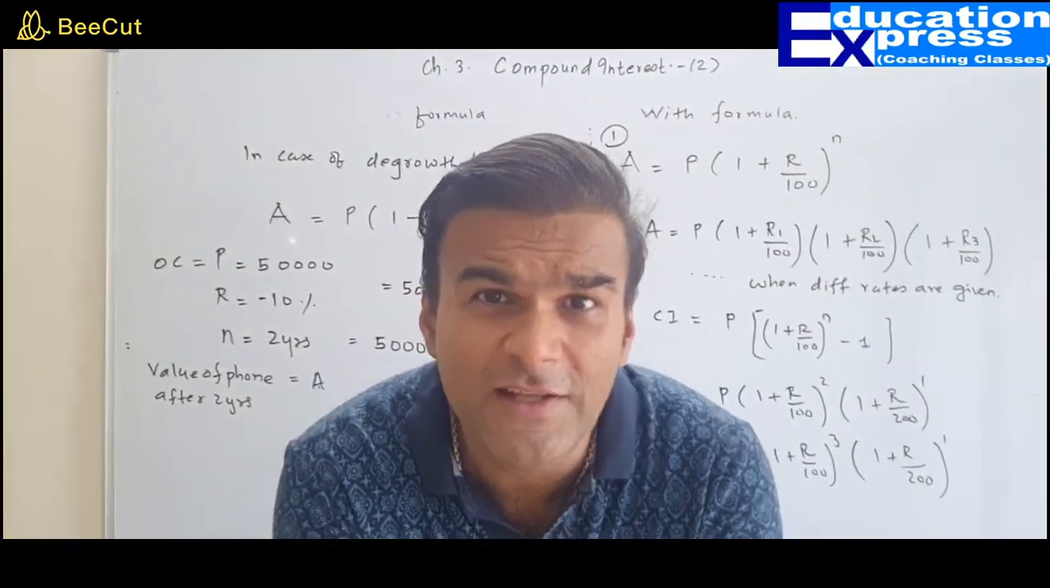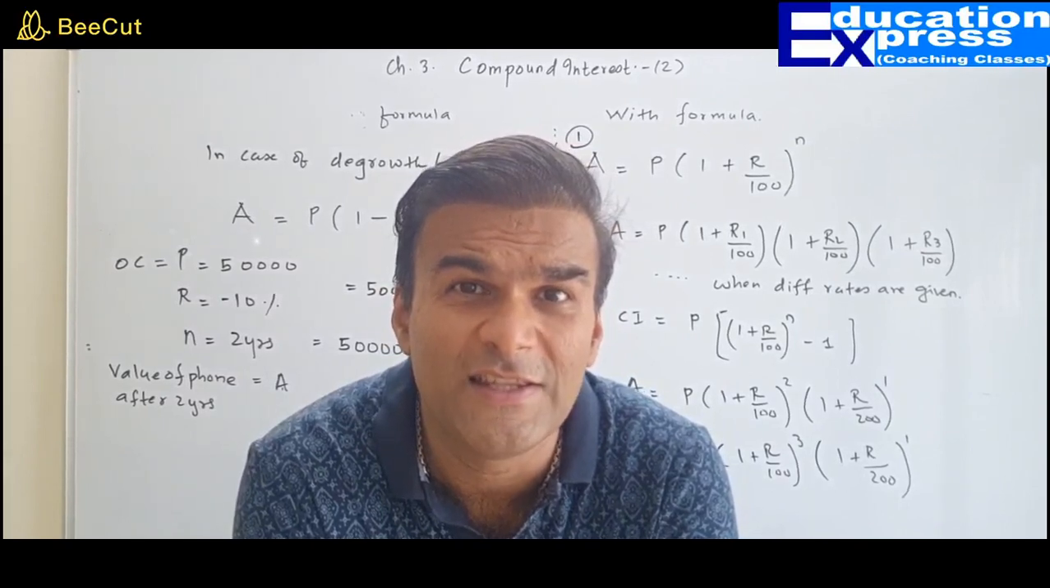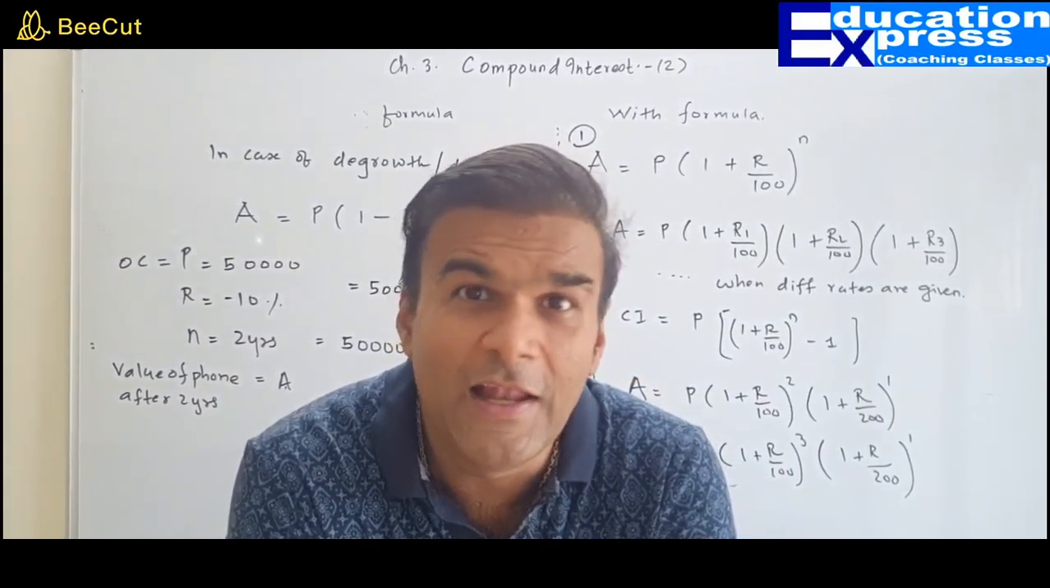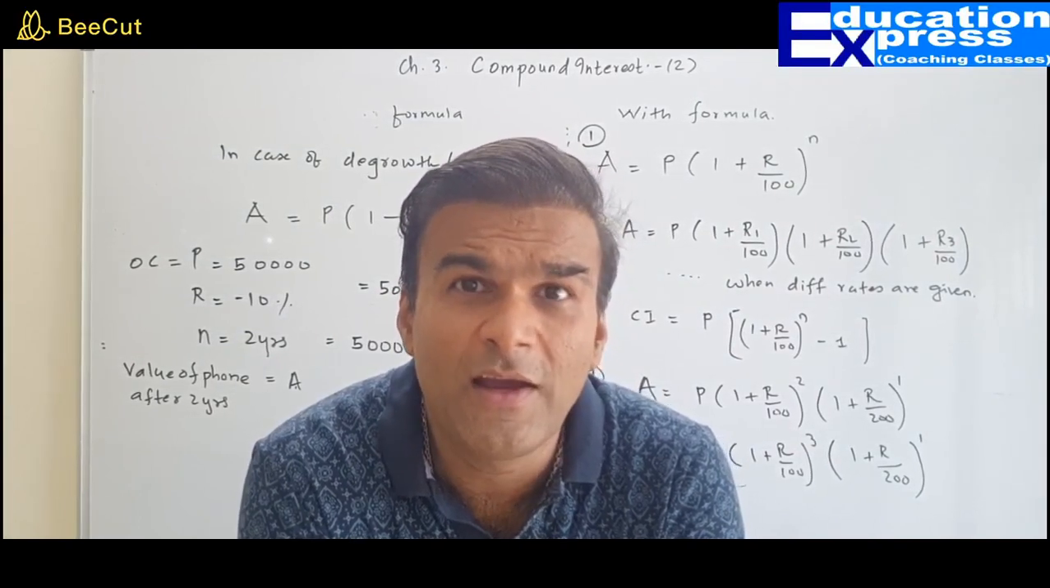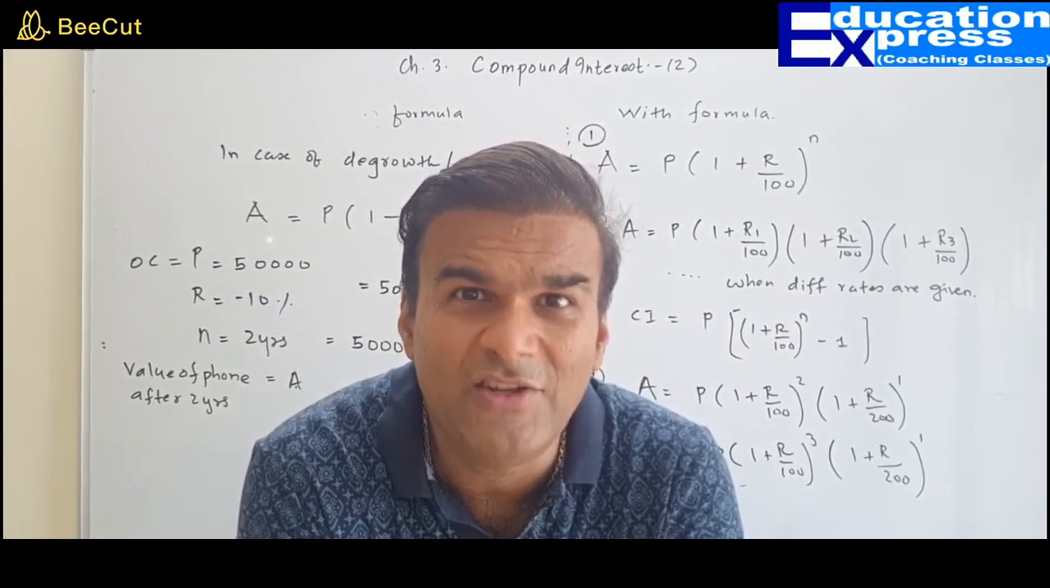Now, after having discussion with respect to all the things that are needed to solve the exercise, let us move on to doing exercise 3A from the Concise Selina math textbook. So let us begin with 3A. The first question says, find the amount and the compound interest on rupees 12,000 in 3 years at 5% per annum, interest being compounded annually.